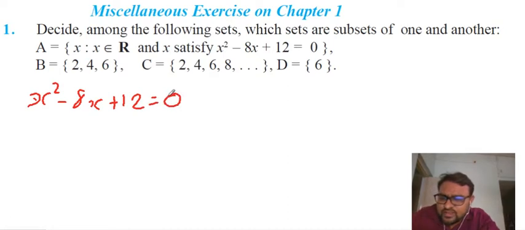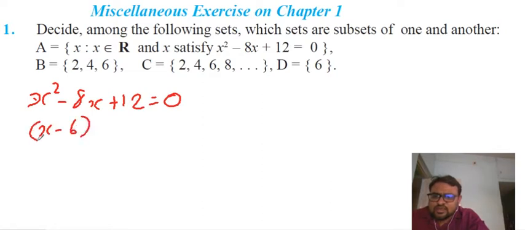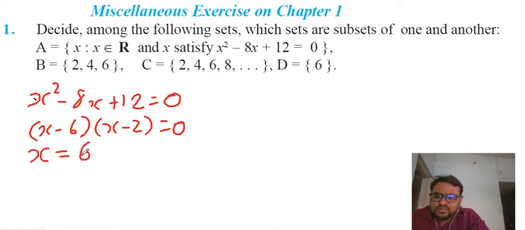Okay, I need to divide the 8 into two parts. So it will be 6 and 2. Clear? Minus 6 minus 2, 6 twos are 12. So this will be equal to (x minus 6)(x minus 2) equal to 0. That means x minus 6 equal to 0, x minus 2 equal to 0. So x is equal to 6 or 2. So set A will be equal to {6, 2}.